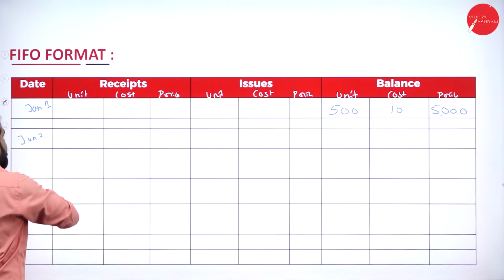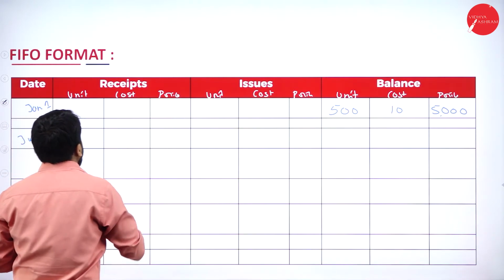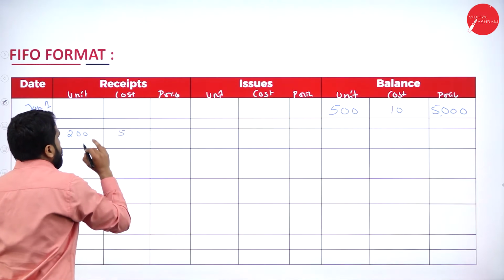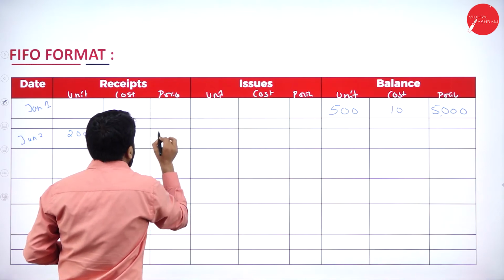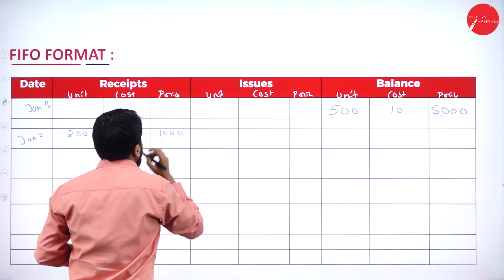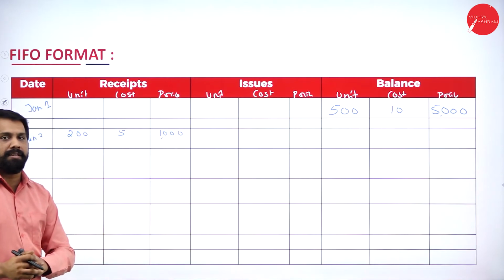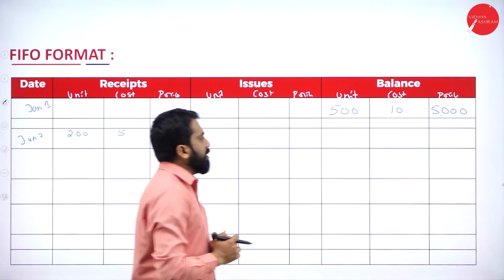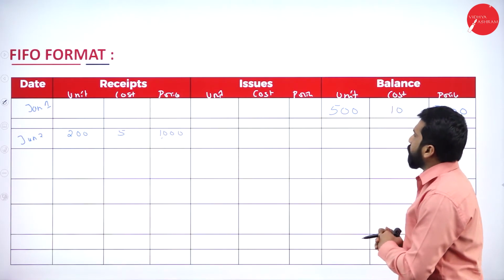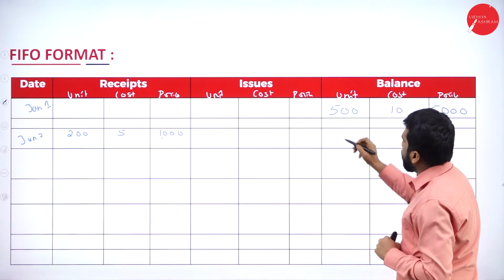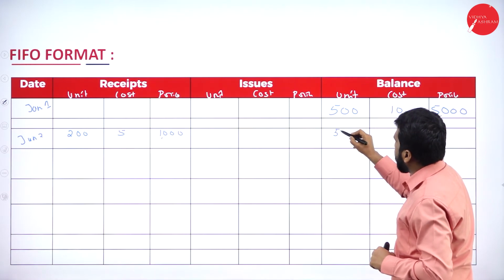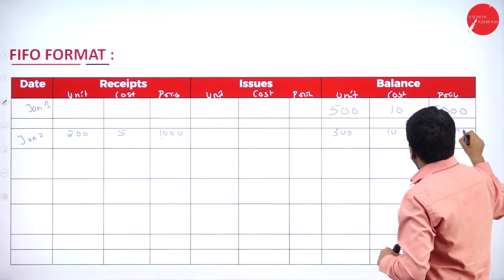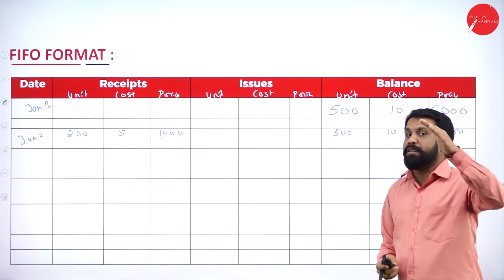Jan 2nd. Now receipt how much? 200 units. What is the price? 5 rupee. So your cost is 5. 200 into 5, it is 1000. Clear? Yes. What should we do in the balance column? Now very simple. First we have to copy the old balance. Old balance is 500 into 10 and it is 5000. Every time we have to copy the old balance.